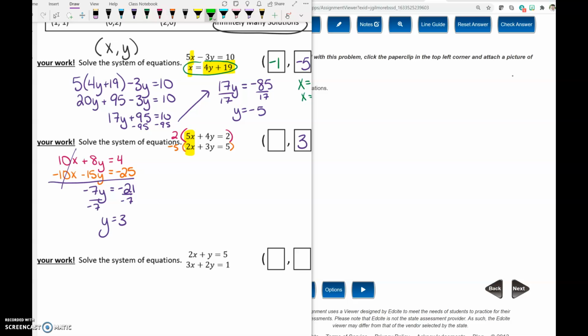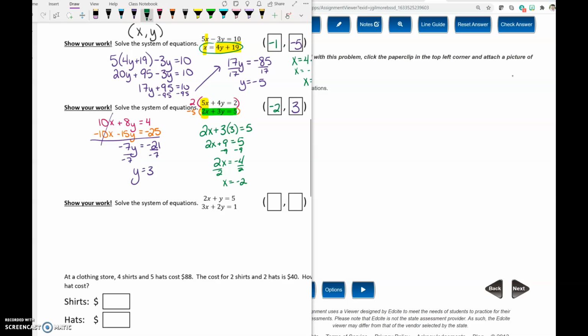I'm going to pick, it doesn't really matter which equation you choose, I'm going to pick the original bottom equation. I feel like it's smaller numbers. It's not really, it's kind of a toss-up. 2x plus 3, I know that my y value is 3, so 2x plus 9 equals 5. 2x equals negative 4, so x equals negative 2.